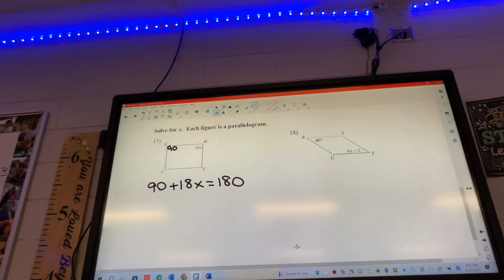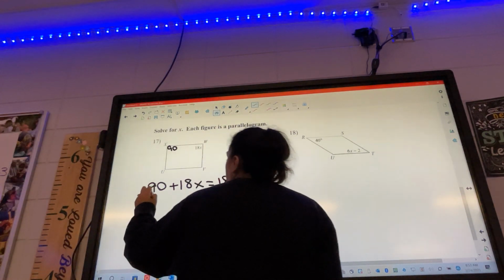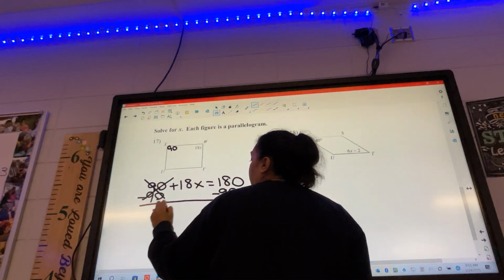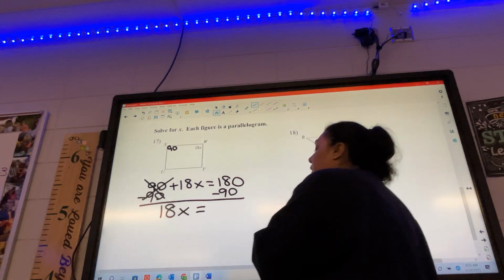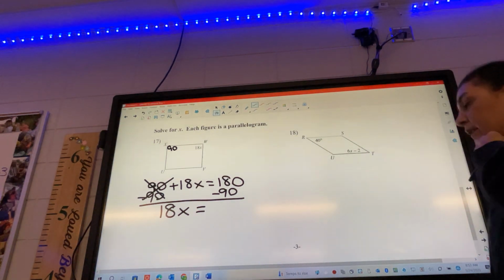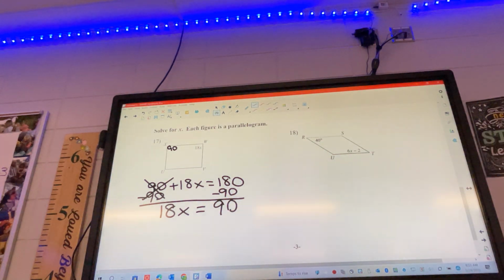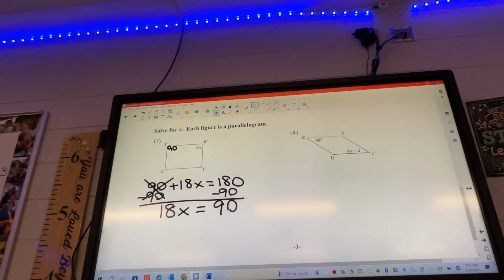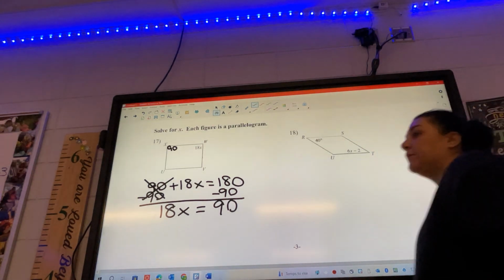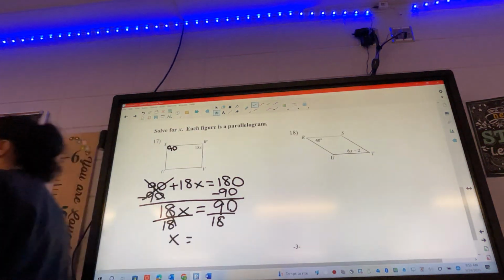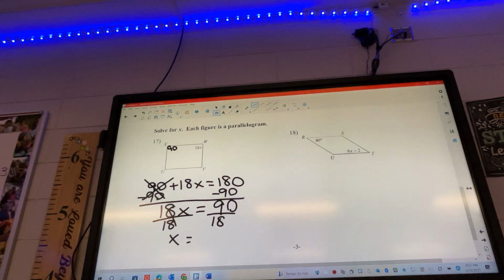Okay, so now if we're looking at this, who needs moved first? The 90. So we're going to say minus 90 on both sides. So we get 18x equals, what is 180 minus 90? 90. Then what needs done? We're going to divide by 18. And what is 90 divided by 18? 5? Somebody agree?